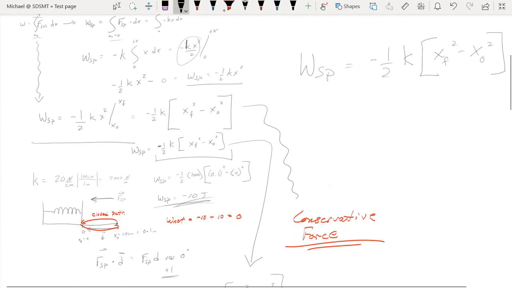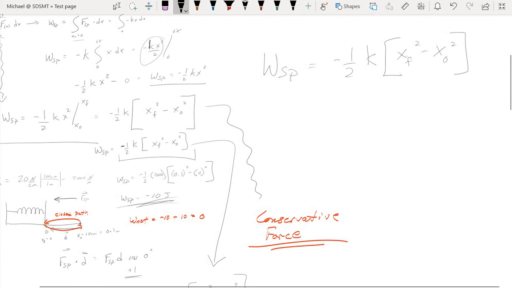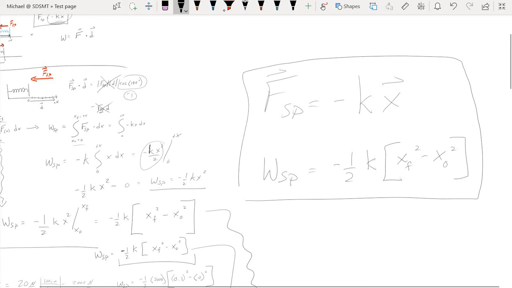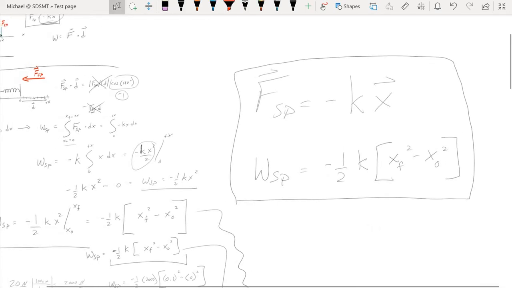This outcome is true for any spring. This is a general expression for how any spring is going to operate. The only thing that makes one spring different from another is the spring constant, and that's measuring the stiffness or how rigid that spring is going to be.